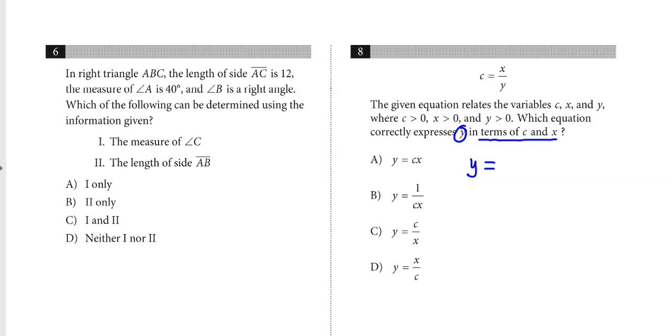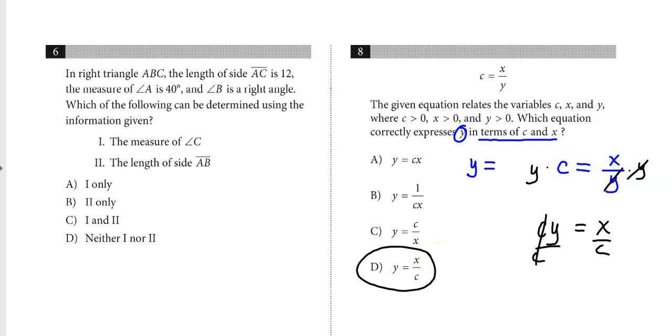So in order to do that, the first thing I'm going to do, kind of do this in steps, is in order to get rid of that fraction, instead of divide by y, I'm going to times both sides by y. So this divide by y and times by y are going to cancel. So I have c times y equals x. And then to solve for y, I just divide both sides by c. And I get an answer of y equals x over c.